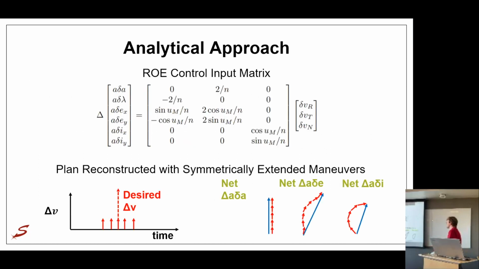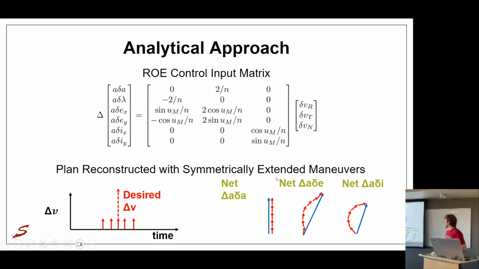So we'll start with an analytical approach. This is the control input matrix for an impulsive velocity on the ROE state. You'll notice that in the terms controlling particularly the relative eccentricity and relative inclination vector, these last four terms, we have lots of sinusoids, and this is in a near circular chief reference orbit, which is characteristic of ADVISORS. We have these sinusoid terms, which give us some symmetry.